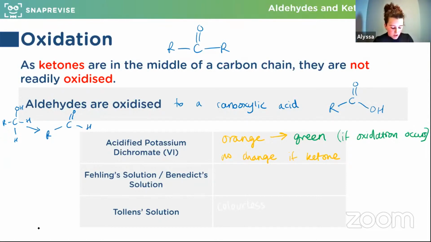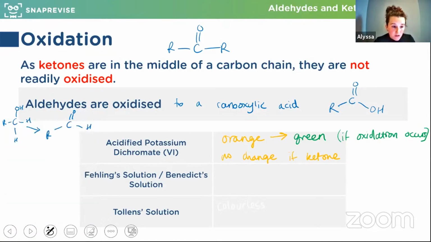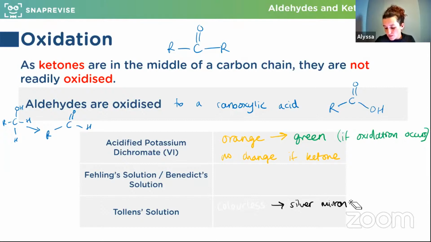So with Tollens, we go from colorless to silver mirror, which lots of you have said, which is amazing. It's a really cool experiment if you get the opportunity to do it. And again, there is no change for ketones because oxidation won't occur. Fatima says Brady's reagent for OCR. So it might be worth checking that as well.